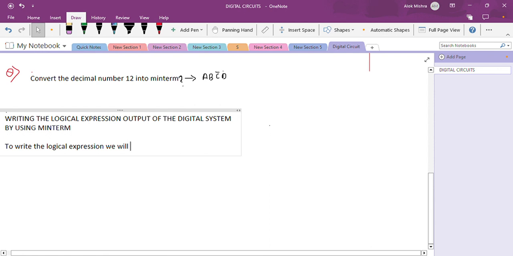we will use, now underline this, sum of only those minterm corresponding to which output is 1 in truth table. To write the logical expression, we will use sum of only those minterm corresponding to which output is 1 in TT.